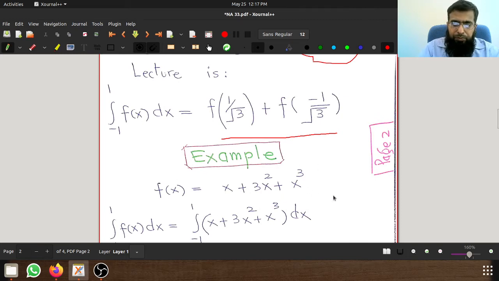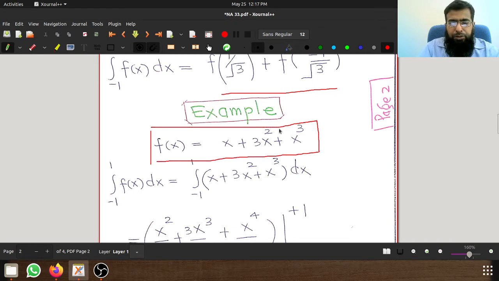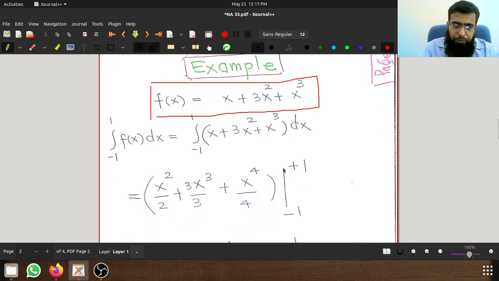In this lecture we'll solve another example where f of x is given to be x plus 3x squared plus x cubed. Right, the integral from -1 to 1 of f of x can be handled using n is equal to 2 because the max degree of polynomial is 3 here. But if it would be 4, we won't be able to handle it using n is equal to 2. That is what we already know. So the maximum degree that we can handle is 3 if we select n is equal to 2.